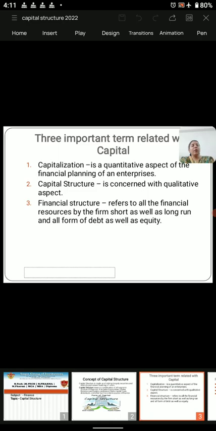Capital structure is the qualitative aspect. It means if I have to collect 1 lakh, whether I have to collect the fund from debentures, from equity shares, or from a bank loan, that will make the capital structure.